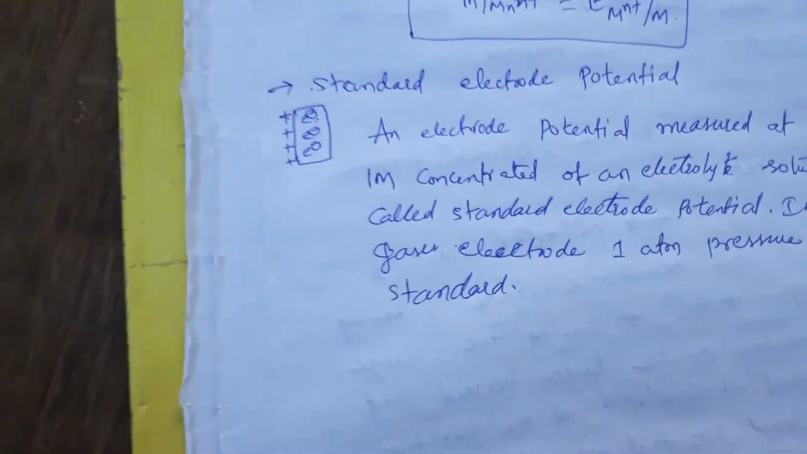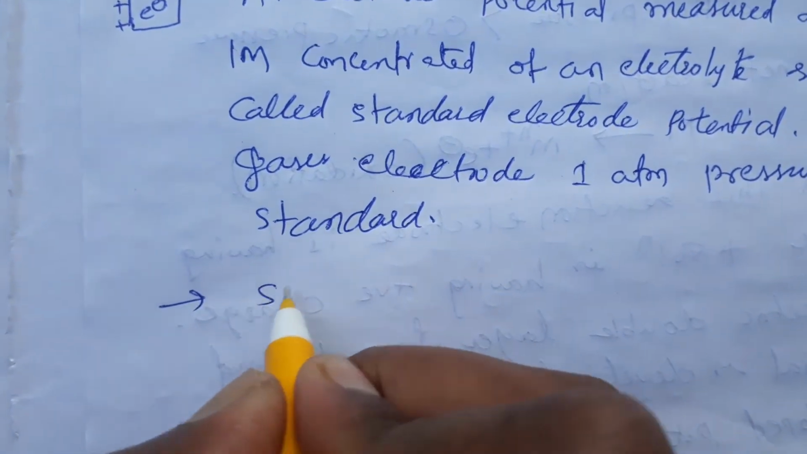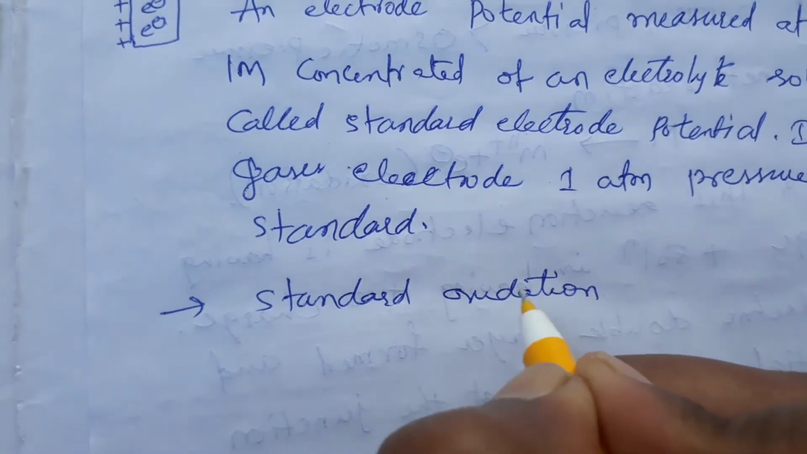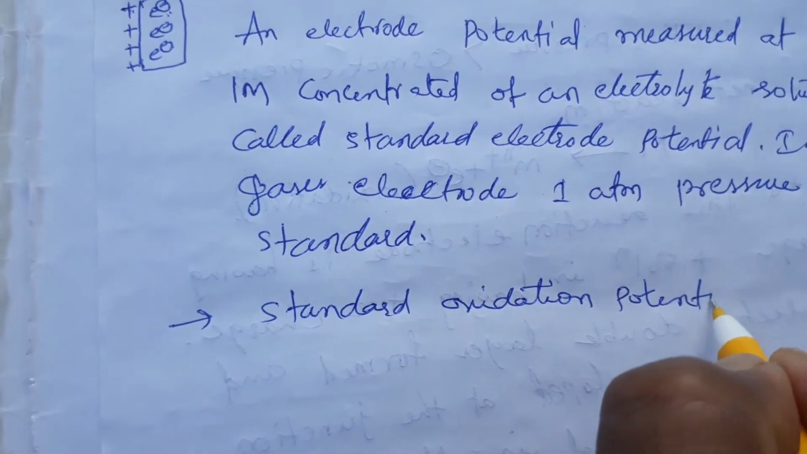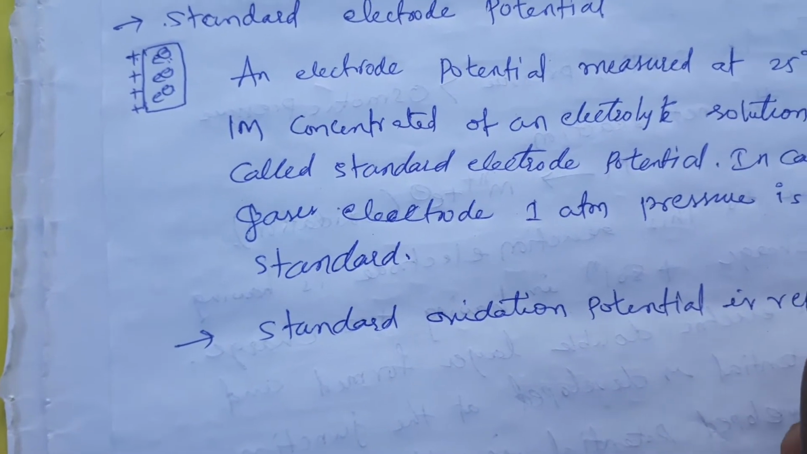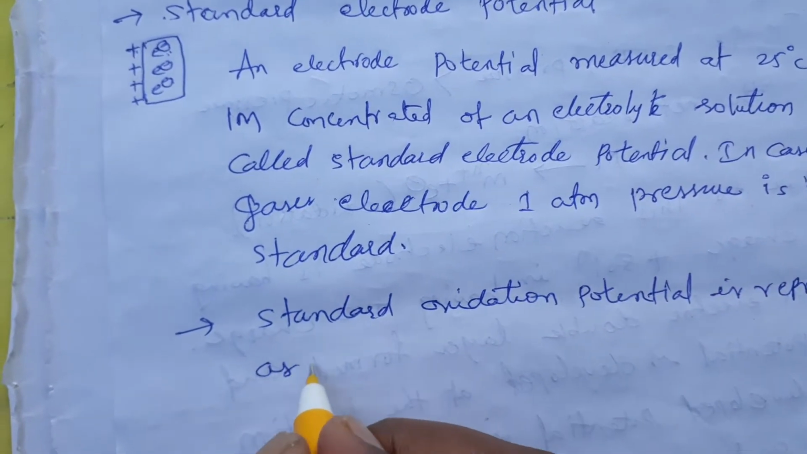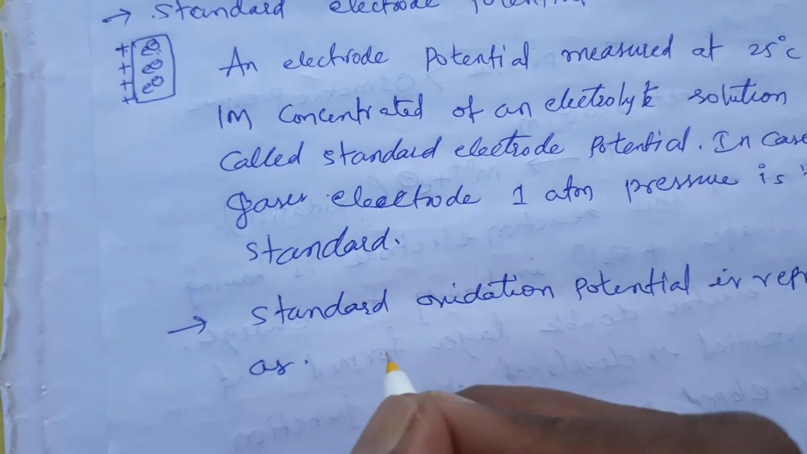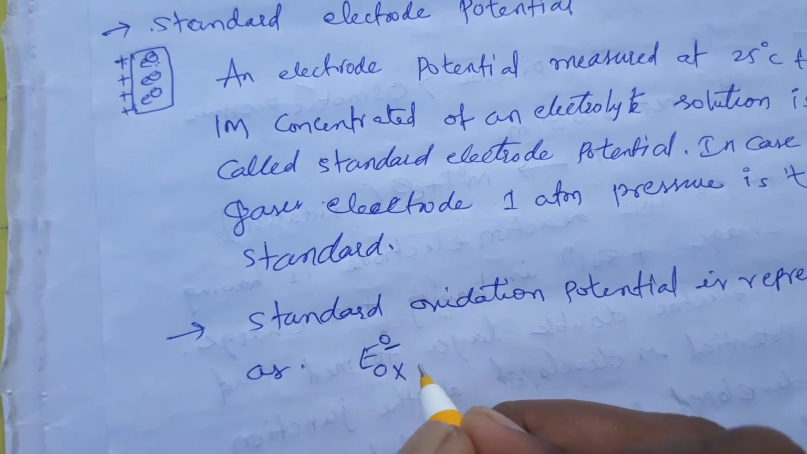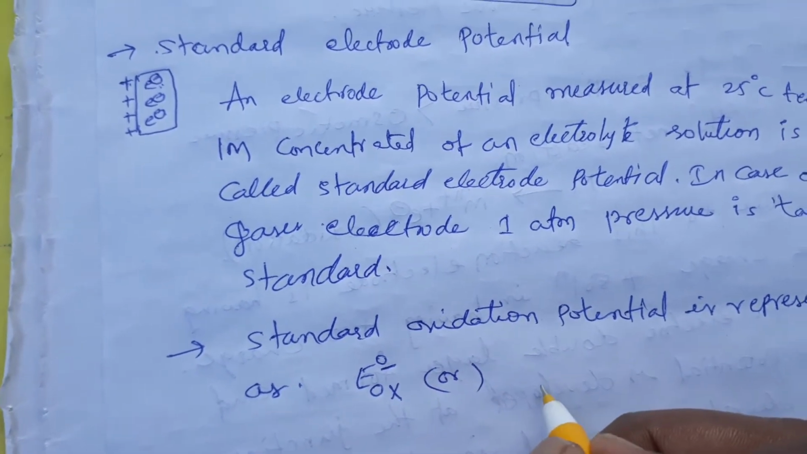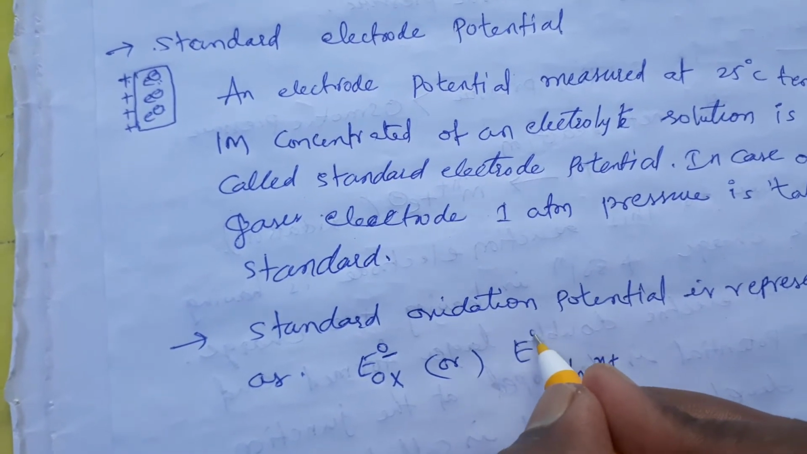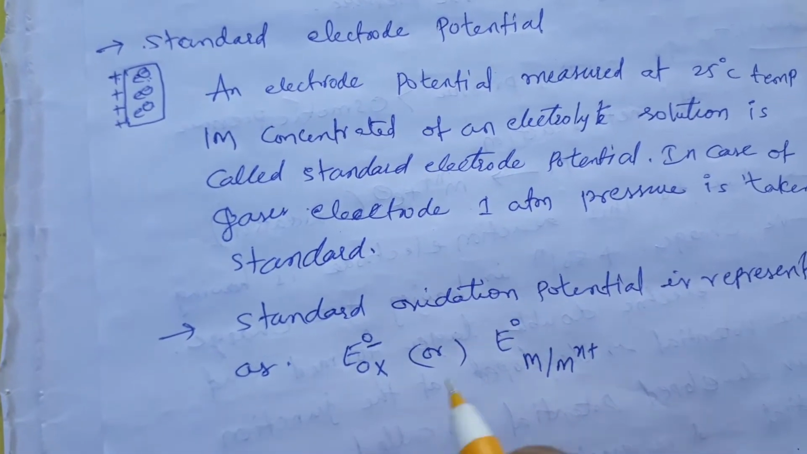So standard oxidation potential is represented as E naught. The naught means standard oxidation potential. What is oxidation? Metal is going to be metal ions, so E naught of oxidation. This is the standard oxidation potential.